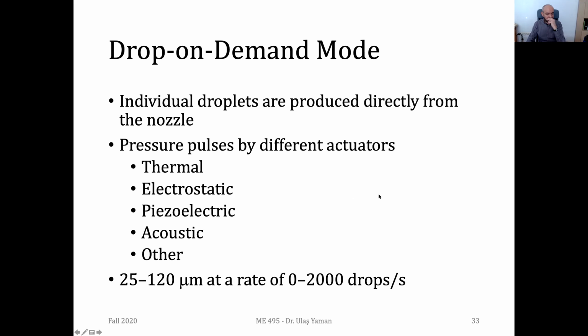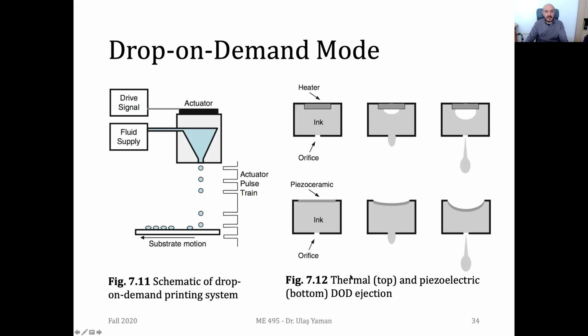As you see, their speeds are quite high. The radius of the drops is usually around 25 to 120 micrometers, and their frequencies are very high. In a second, they can generate thousands of these droplets. Here is the schematic of drop-on-demand droplet generation. Let's have a look at it.